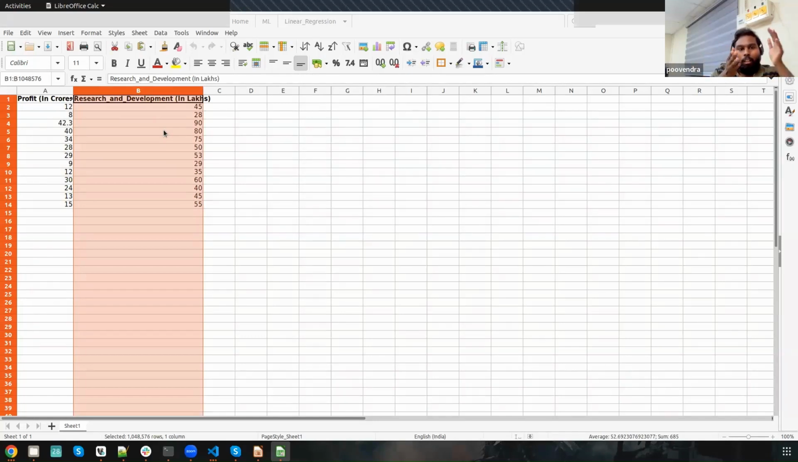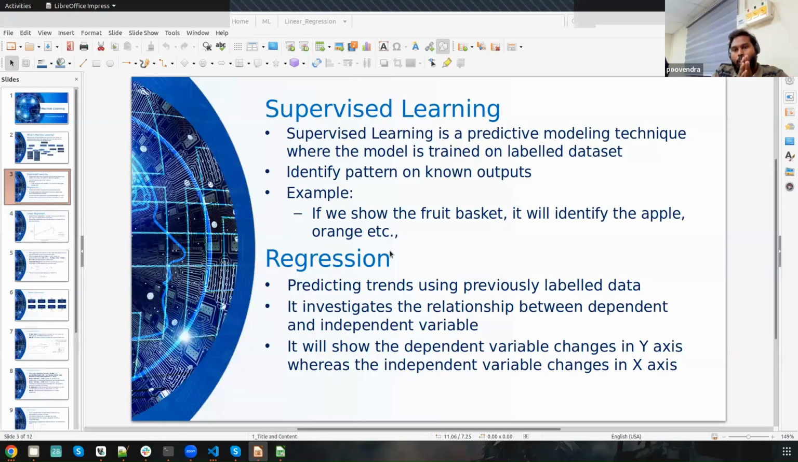Why? Because this profit is dependent on research and development, right? Besides research and development, there are many more factors contributing to it. There are many independent variables contributing to it. I'm taking only one independent variable to showcase this. So this is one independent variable and profit is a dependent variable. After understanding what dependent and independent variables are, we'll go into the axes. The changes in the dependent variable will be on the y-axis and the independent variable will be on the x-axis.